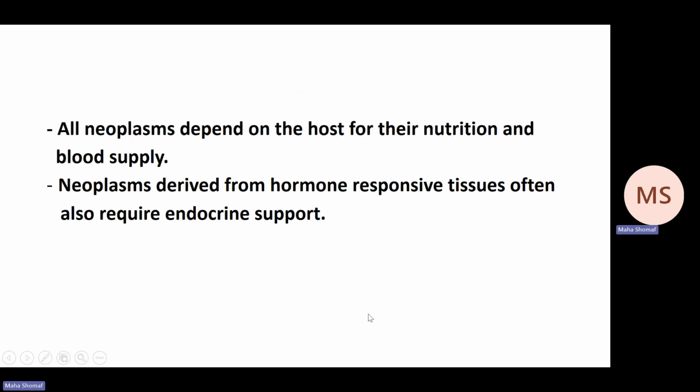All neoplasms, for their growth, depend on the host for their nutrition and blood supply. And neoplasms derived from hormone-responsive tissue often also require endocrine support. So tumor cells can imitate or simulate the cell of origin, and they might also function as the original normal cells that gave rise to the tumor cells.